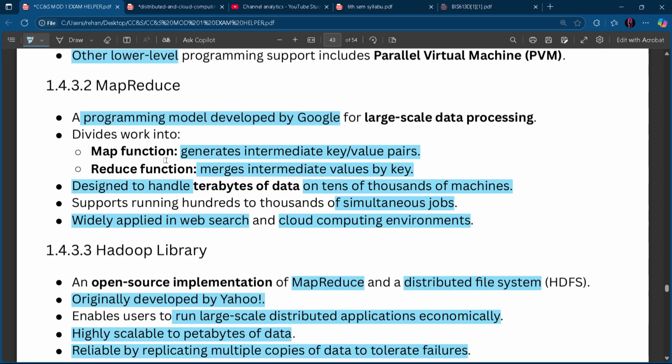Designed to handle terabytes of data on tens of thousands of machines. Supports running hundreds of thousands of simultaneous jobs. It can handle terabytes of data on several machines, and it can also run thousands of simultaneous jobs. Widely applied in web searches and cloud computing.